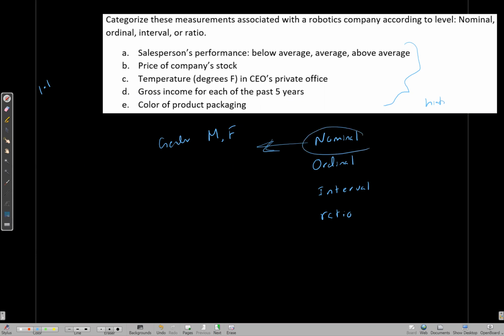And when we go to ordinal, yes, there is an order, but they do not indicate the magnitude of the interval between the measures. For example, some grades of achievement. That's an order, but you don't know the magnitude.